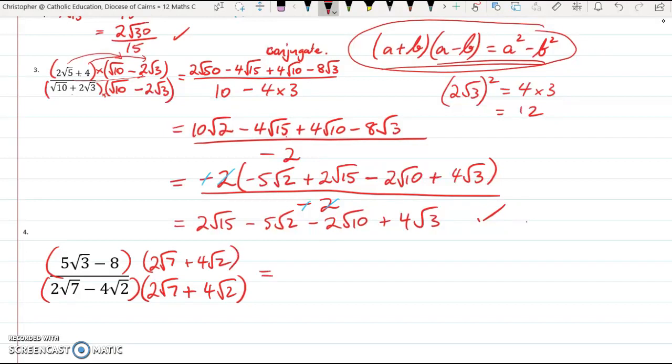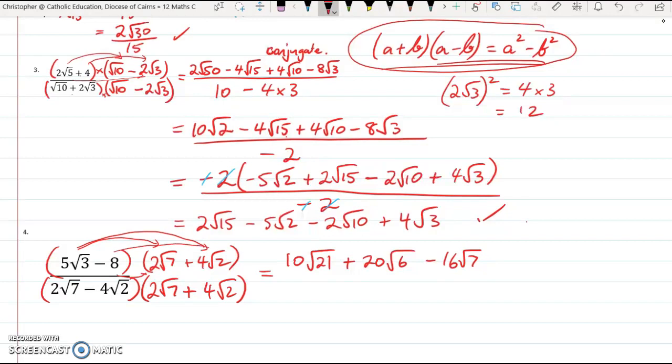And again, use FOIL to start with here. So we go 5 times 2 is 10 root 21. Outer of those two. So 5 times 4, so positive first of all, and 5 times 4 is 20. Then underneath the root sign we've got root 6. Inner, so these two here, we've got a negative and a positive give a negative. 8 times 2 is 16. 16 root 7's on the end of that.